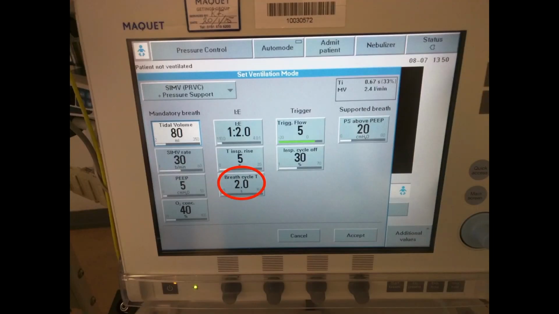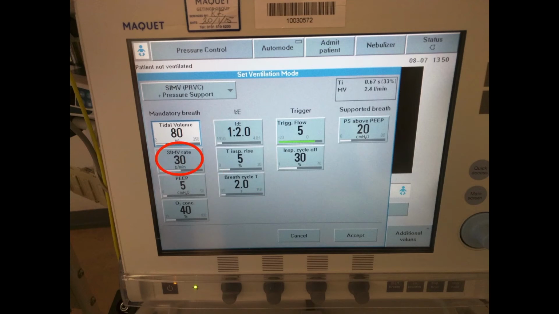So like I said, you can't set the inspiratory time on the ventilator by itself. You're going to have to adjust the breath cycle time and the IE ratio. So for example, if you've set the IE ratio of 1 to 2 and you want an I time of 1 second, you'll then obviously want an E time of 2 seconds with an IE ratio of 1 to 2. So you need to set the breath cycle time to 3 seconds to get the desired I time.